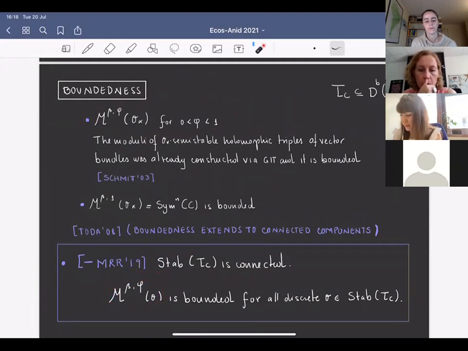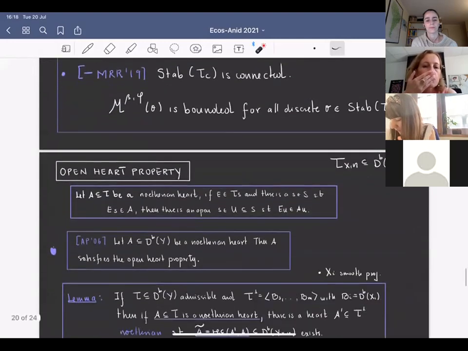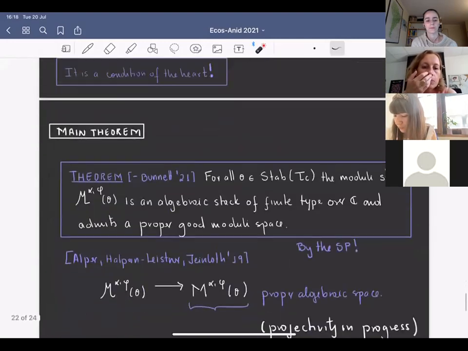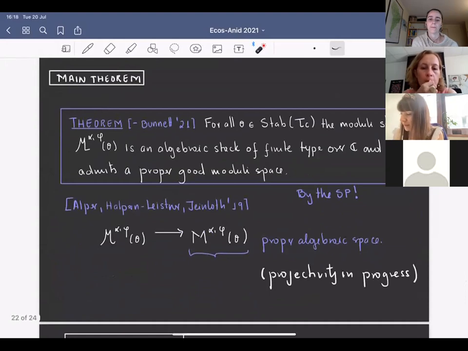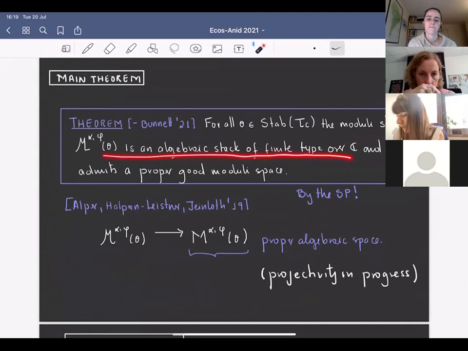And the important part is it can also be proved by hand. We can also prove it by hand. Why do I make this point? Because now we go to our main theorem. It is that, as we were mentioning before, the moduli is an algebraic stack of finite type over C.